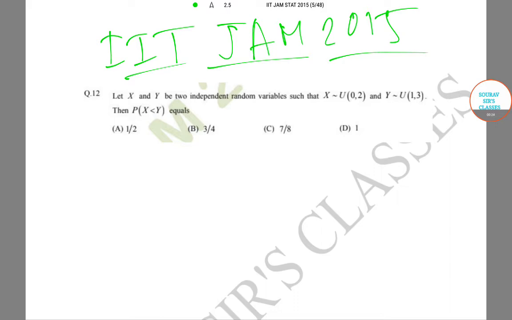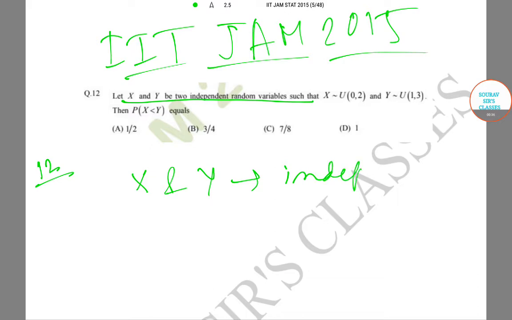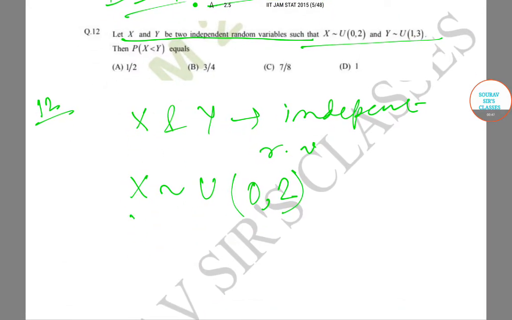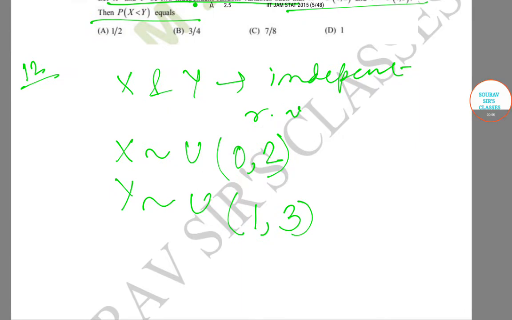Now let's start with question number 12. In question number 12, we are given that X and Y are two independent random variables such that X follows the uniform distribution with parameters 0 and 2. Also, Y follows a uniform distribution with parameters 1 and 3. Now we have to calculate the value of P(X < Y).